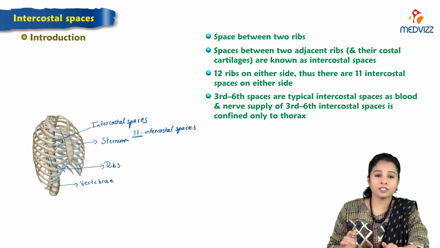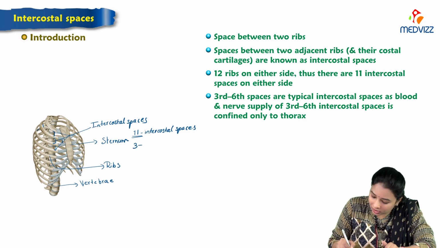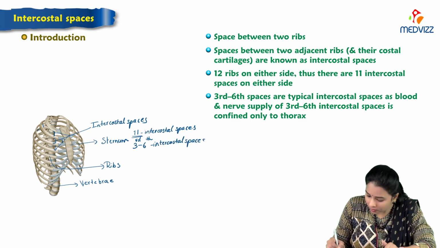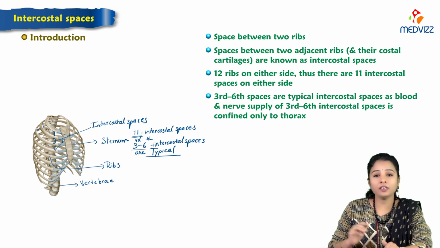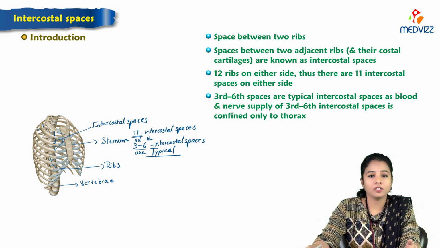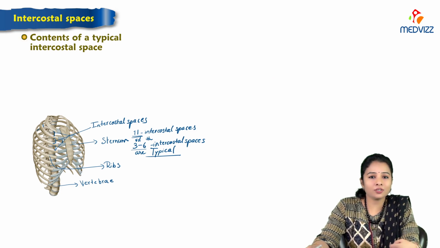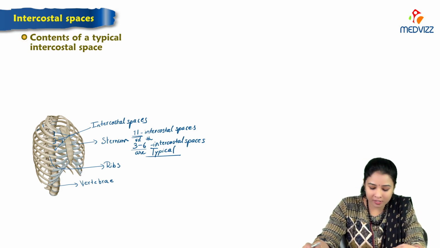So that is the reason the 3rd to 6th intercostal spaces are typical intercostal spaces. So let's see the contents of a typical intercostal space.